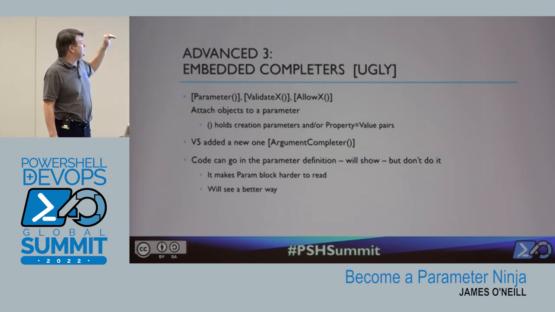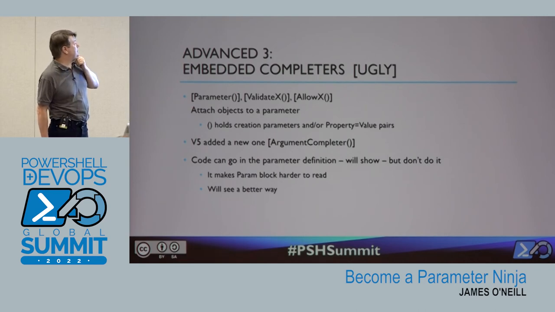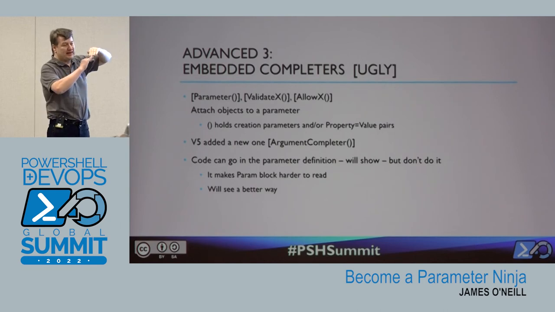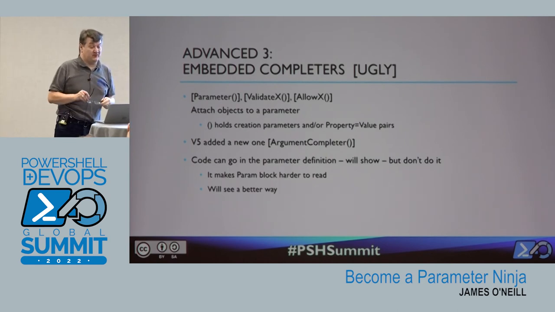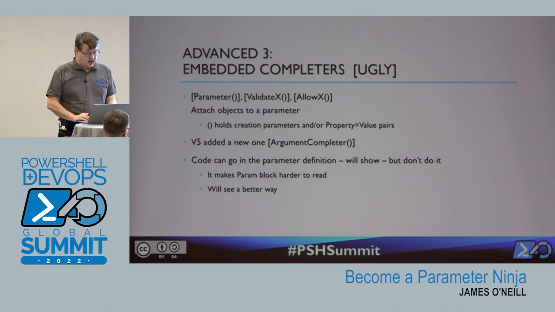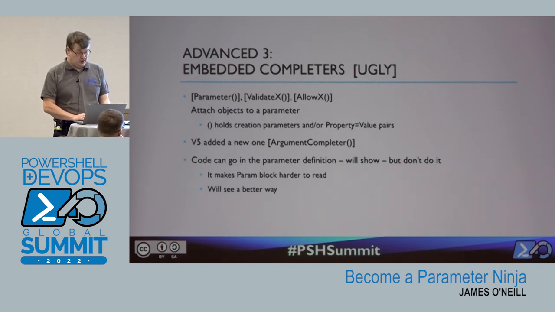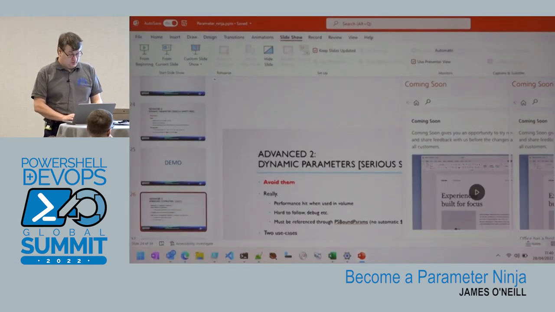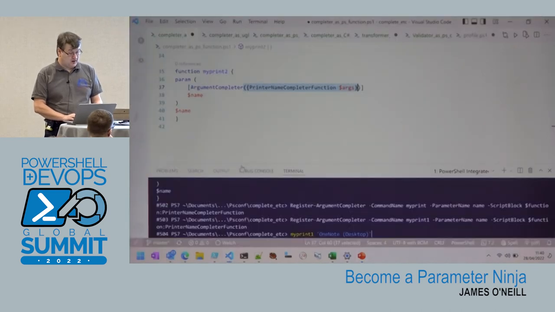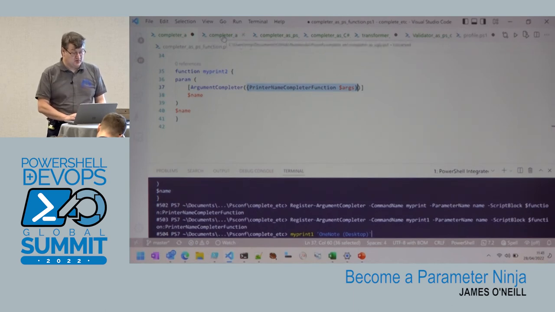The embedded completers, I'll show you very quickly. This is what I was talking about, ugly syntax. We've got the parameter, the various different validate and allow labels that we can attach to parameters in a param block. There's a new one that came in with PowerShell version 5, which is argument completer, which we saw earlier. Now, what you can do with the argument completer is you can put the whole of the function code in there. So when I showed you this before, here we had a script block that said, call this function with a set of arguments. Now I've got a version called completer as ugly here.